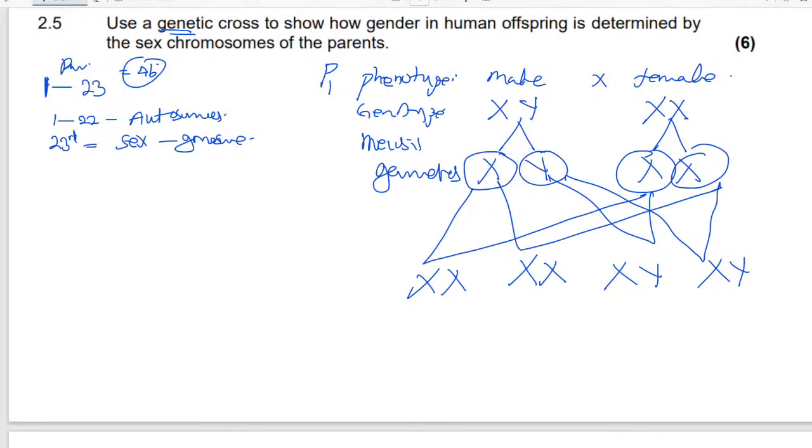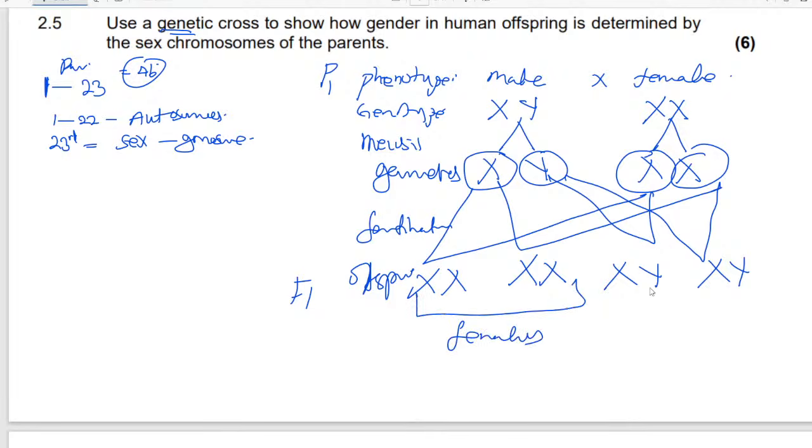And then what happens? This is fertilization, and these are offspring. But don't forget that this is the F1 offspring. So basically use gender. These are females, and these are males, meaning that you have a 50% chance of producing females and a 50% chance of producing males.